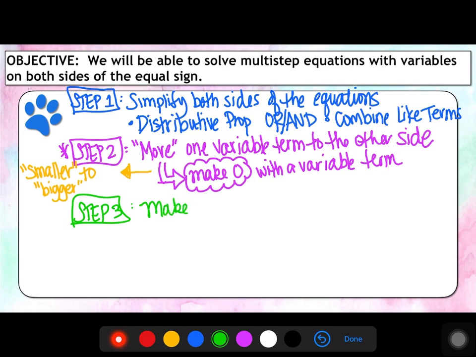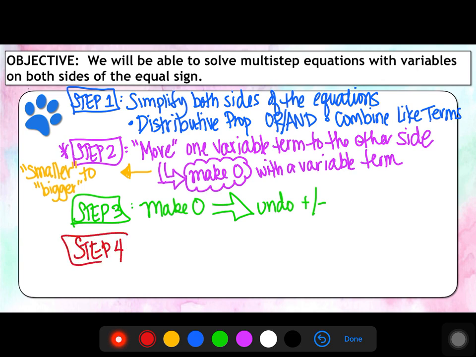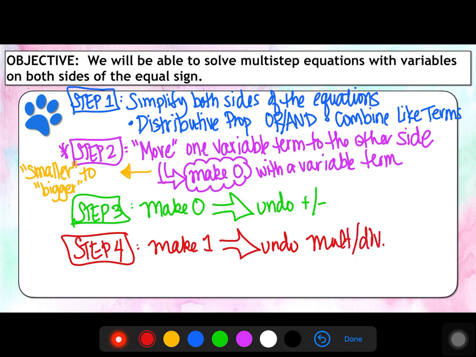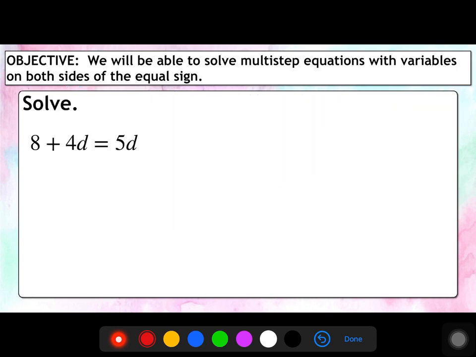So what we can do now is make 0 with the numbers, by undoing adding and subtracting. And then lastly, we can make 1 by undoing multiplication and division. Okay, so let's look at the first problem that we're going to work on.